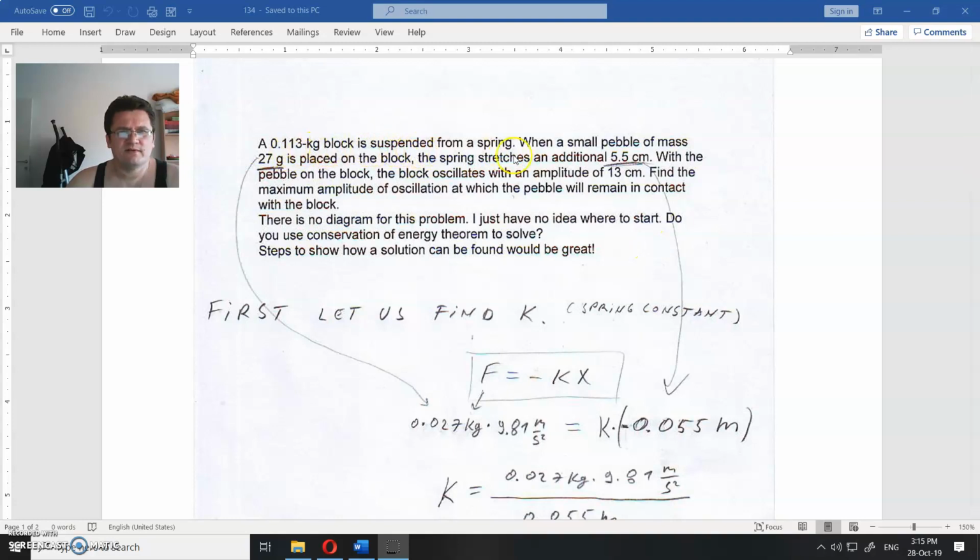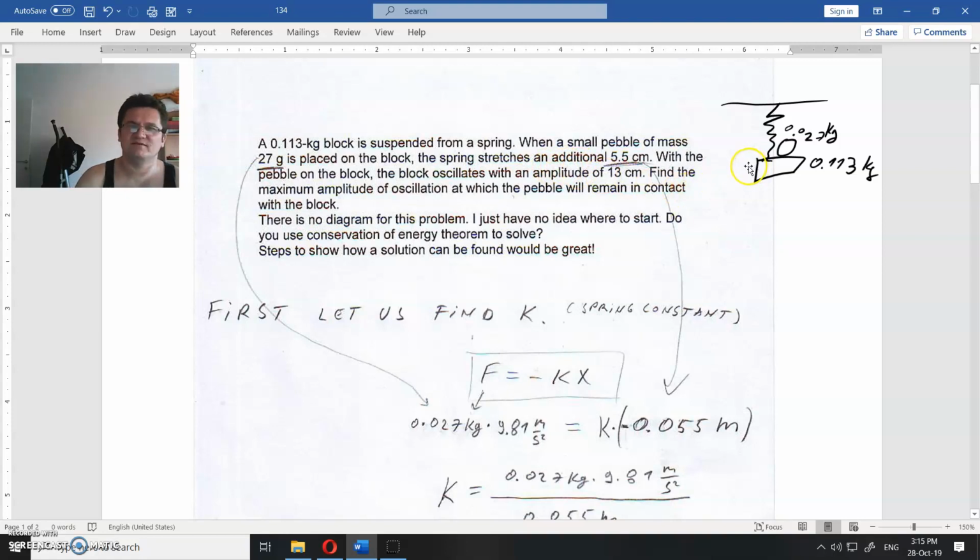A 130 kilogram block is suspended from a spring. Okay, let us draw that block. This is the spring, and there is a 0.113 kilogram block. When a small pebble of mass 27 grams, or 0.027 kilograms, is placed on the block, the spring stretches an additional 4.5 centimeters.